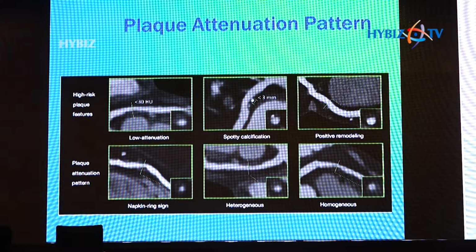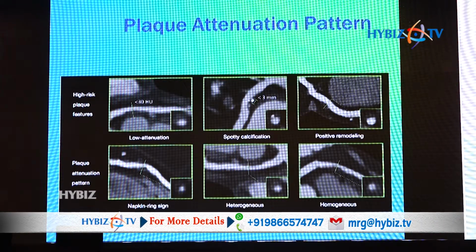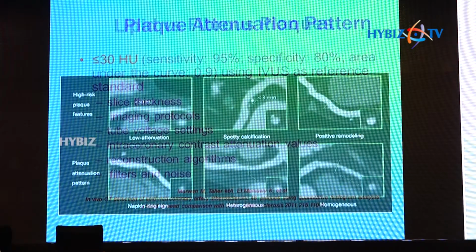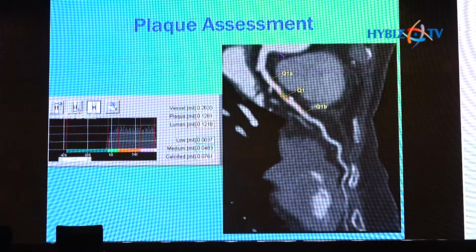Now we went a little deeper, we dove a little deeper, and then we started looking at more plaque characteristics: the low attenuation plaque, the spotty calcification, the positive remodeling, and, what I also told you, the napkin ring sign, which is an area of hypodensity surrounded by hyperdensity. And the number that we took, based on a number of studies, was less than 30 Hounsfield units.